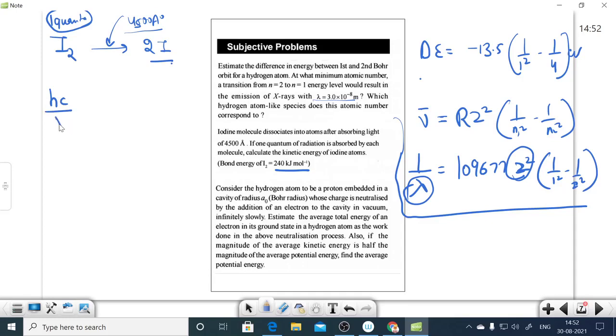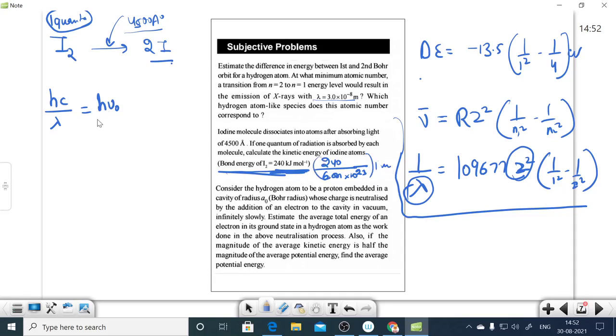So hc upon lambda is the binding energy, that is the bond energy of I2, or h nu naught is given as this, but this is per mole. We need to find it in terms of one molecule. So we divide this 240 kilojoule per mole by 6.022 × 10^23 to get the bond energy of one molecule. Find this out and then try to solve.